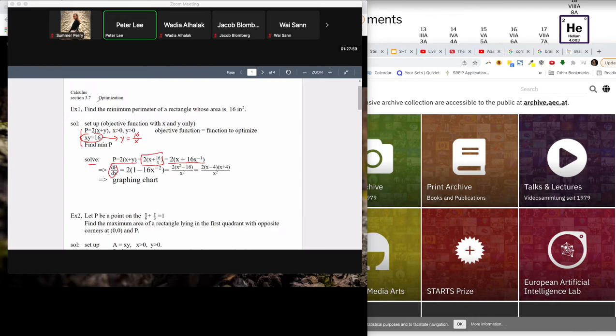By the way, for optimization here, there are two methods. Method one only uses what? Only uses the first derivative. Second derivative is not needed.